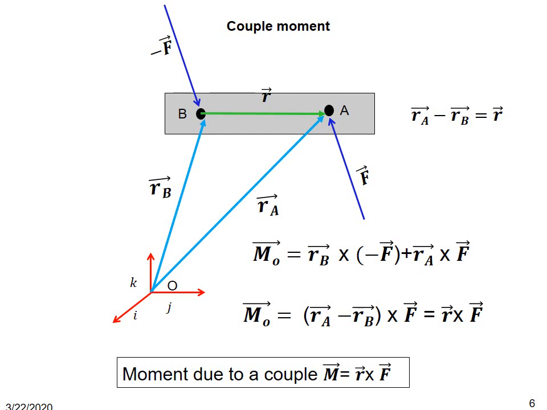Now, this will lead to M_O, the net moment, equal to rA minus rB cross F, by simple algebra, which can be simplified further to r cross F. So the moment due to the coupled forces minus F and F is the couple moment M vector equals r cross F. Remember, here the r vector is the position of one point of application of force from the other.